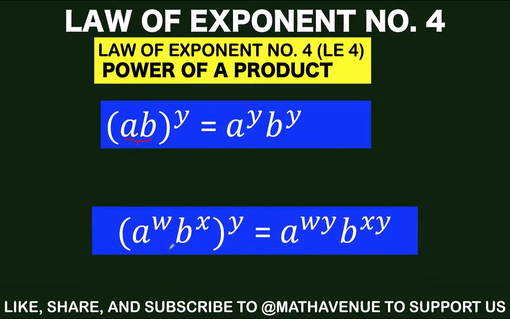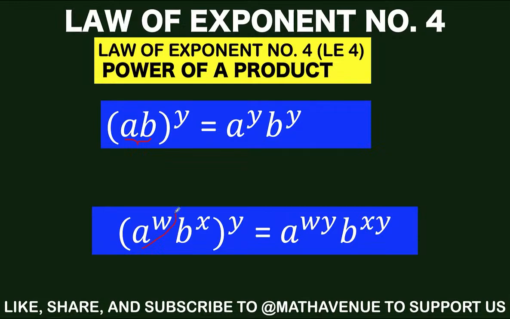And the second case would now resemble law of exponent number 3 because you have a number in exponential form times a number in exponential form all raised to another exponent. And the way to simplify this is to apply law of exponent number 3 repeatedly.